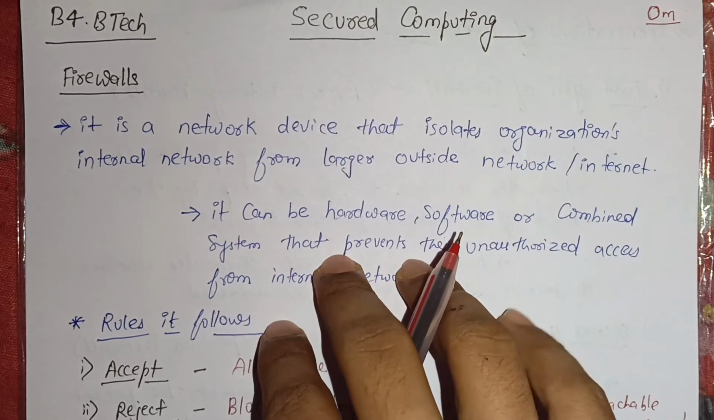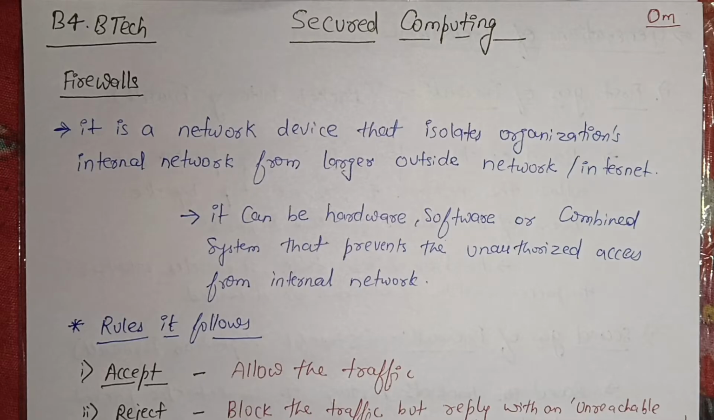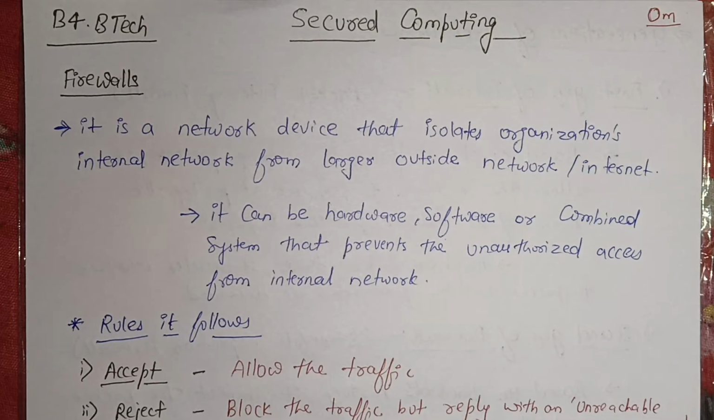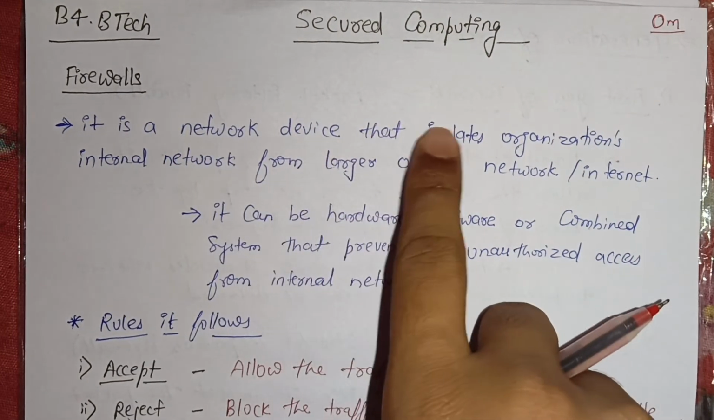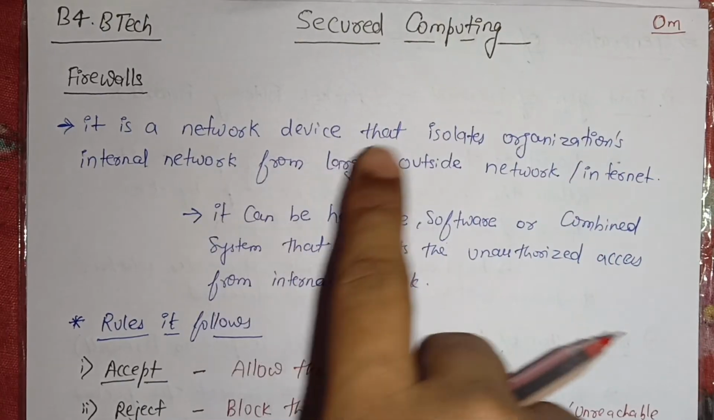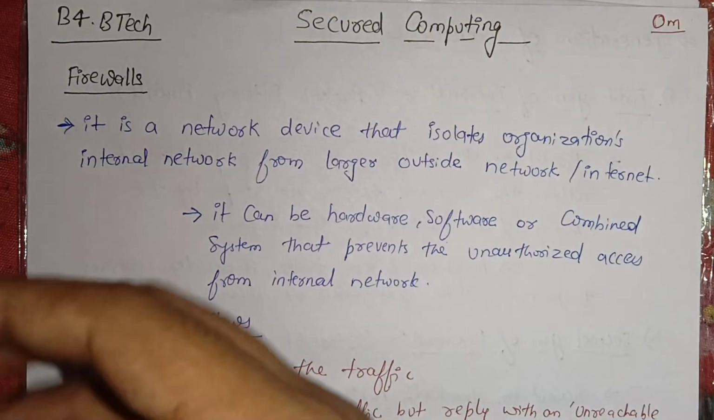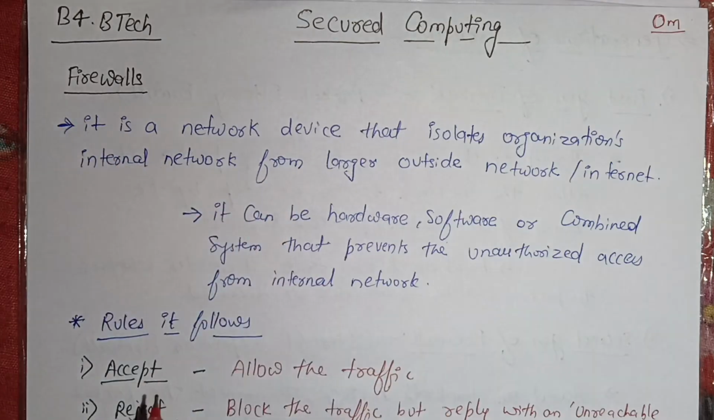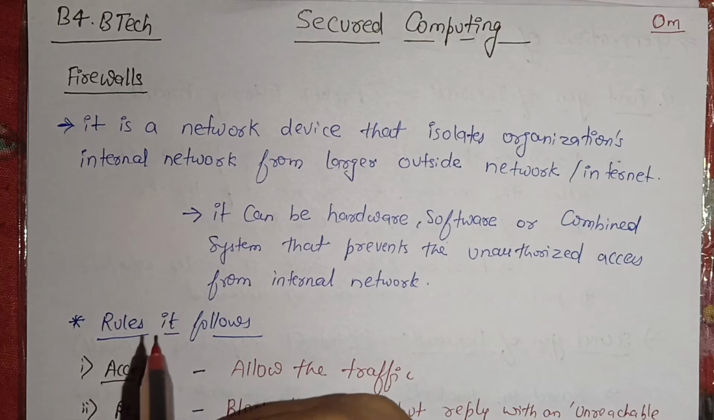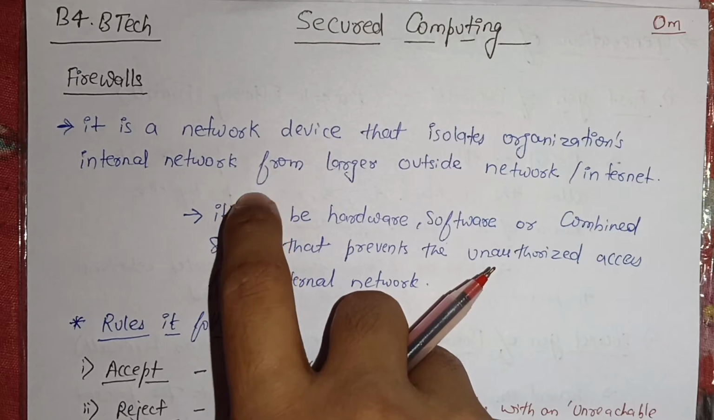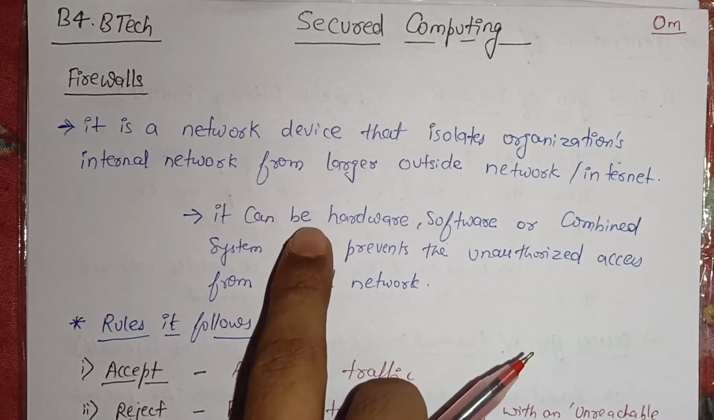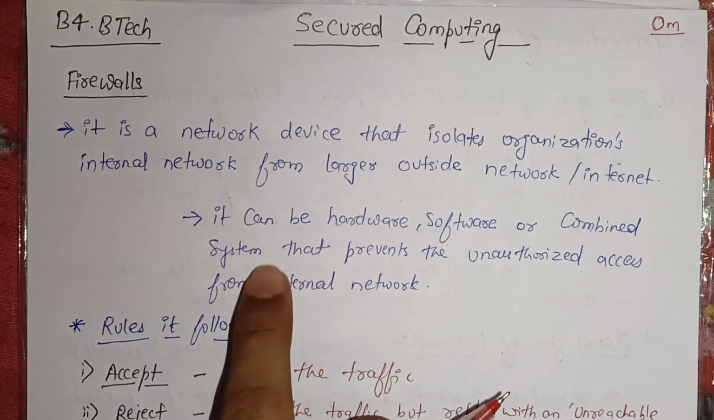It acts as a barrier or blockage between the internal network and the outside network. Here I have written, it is a network device that isolates the organization's internal network from the larger outside network, because in the public network there are also many frauds and anyone can easily access the network. So for security purposes, most companies use firewalls to prevent attacks and to secure their data.